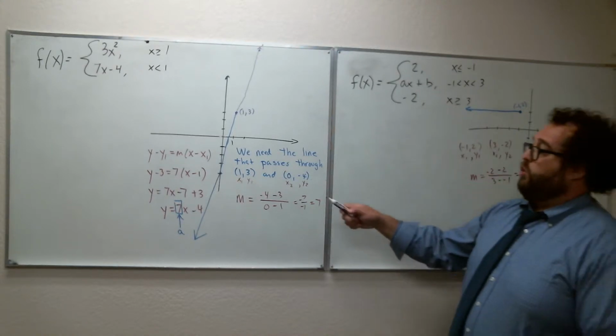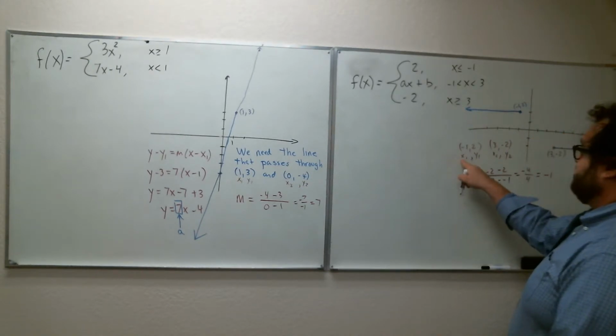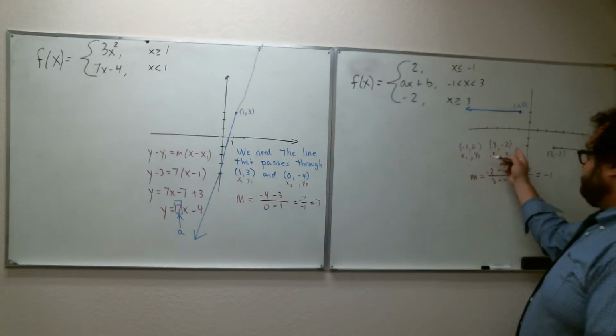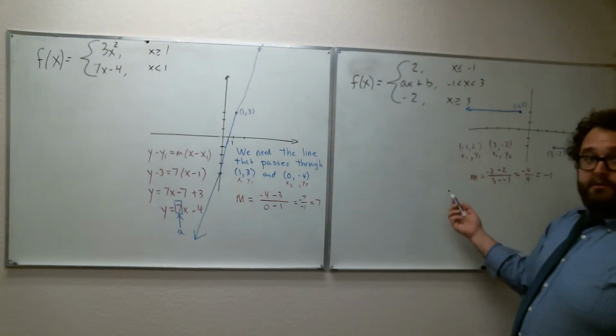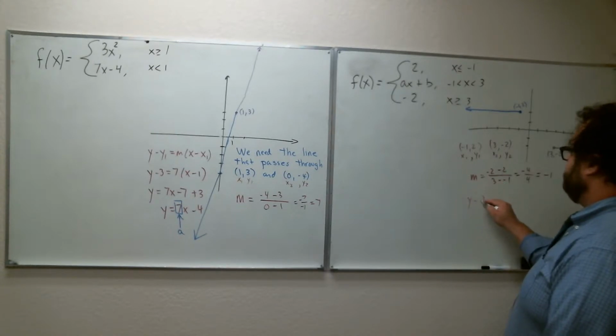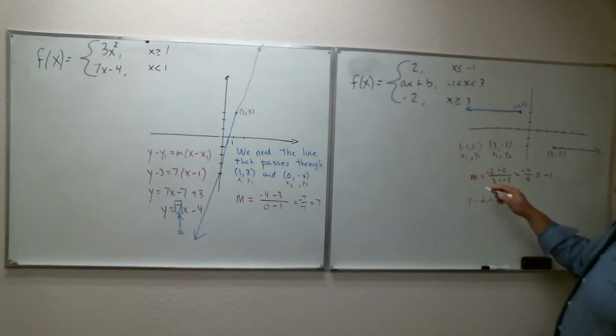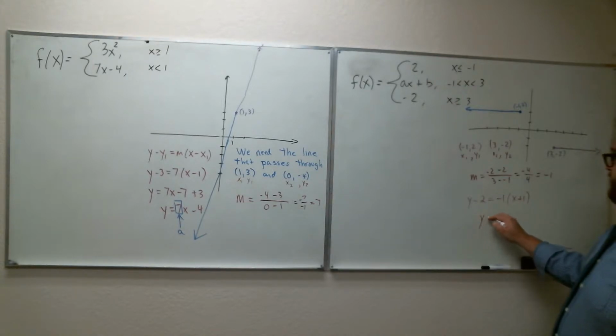Now let's use point-slope form to write the equation of the line using the same x1 and y1. We could use these points, but these are already labeled appropriately. So y minus y1, which is 2, equals m, which is -1, times x minus x1, so minus -1, plus 1. So y equals -x minus 1 plus 2. y equals -x plus 1.